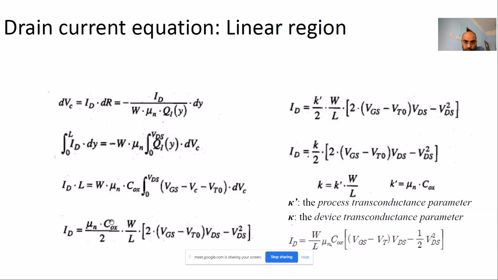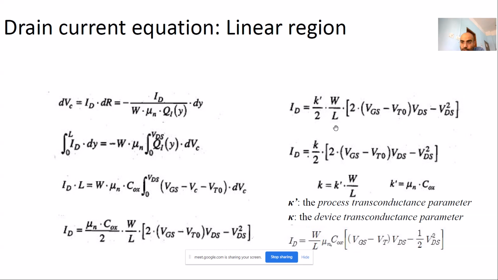This mu n and Cox can be written in different ways. Mobility of the charge carriers will be constant, and the oxide capacitance per unit area Cox will also be constant. So this is termed the process transconductance parameter, represented by k dash in the equation sometimes. Rather than writing mu n and Cox, we sometimes write k dash, and its value is mu n Cox.